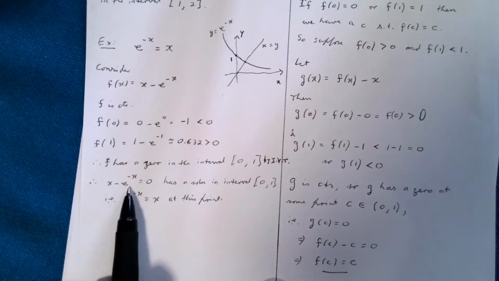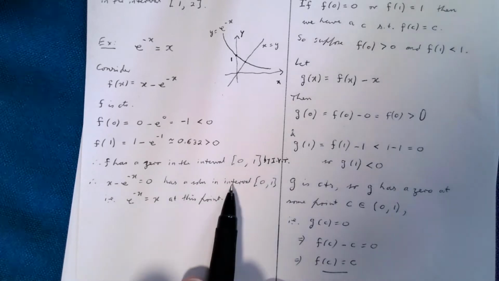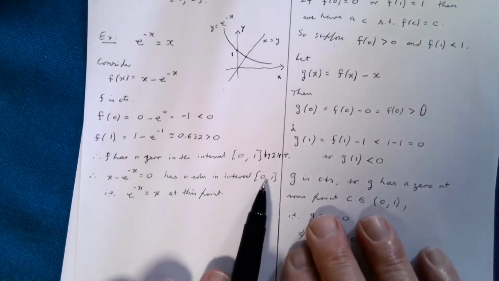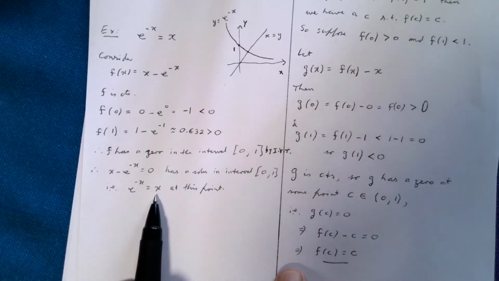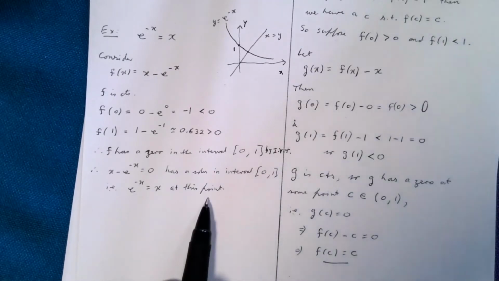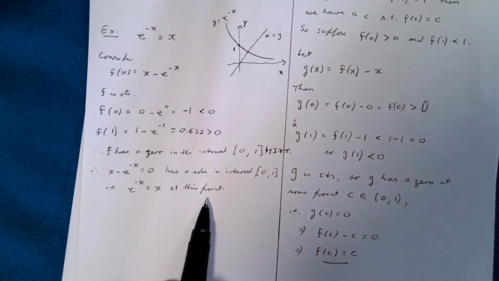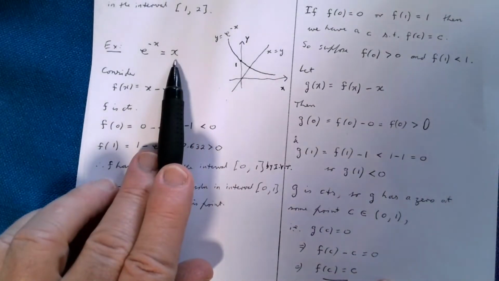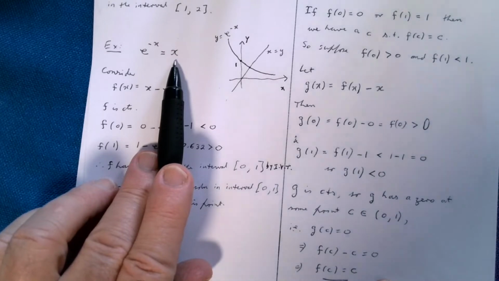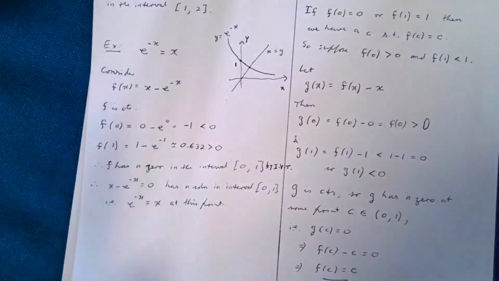So x minus e to the minus x has a solution somewhere in this range. In other words, taking it back on the other side, e to the minus x equals x at this particular point. So that's a nice little application of the intermediate value theorem to prove that a rather complicated equation which we can't solve analytically actually does have a solution.